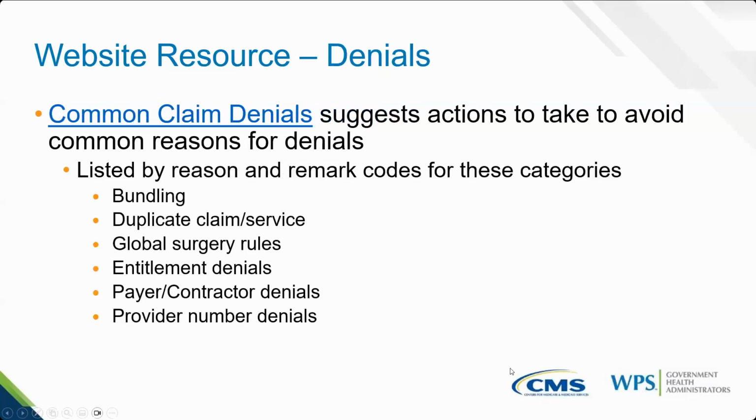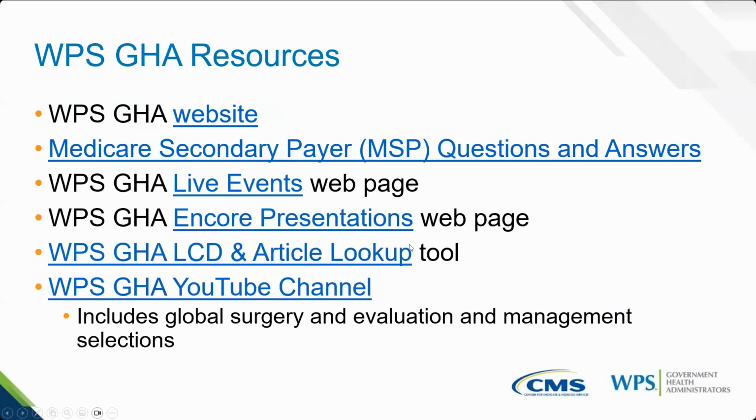Similarly, we have common claim denials, and this is going to suggest different actions you can take to avoid common denials. It might also give you an idea of what you need to provide if you're requesting an appeal. For the denials, we've categorized them. We have bundling denials, we have entitlement denials, we have those duplicate denials that I talked about. Again, these are listed by reason and remark codes based on these categories. It tells you how to avoid those denials or what you might need to do when you submit an appeal. Other resources on our website: here are those Medicare secondary payer questions and answers that I told you would be helpful.